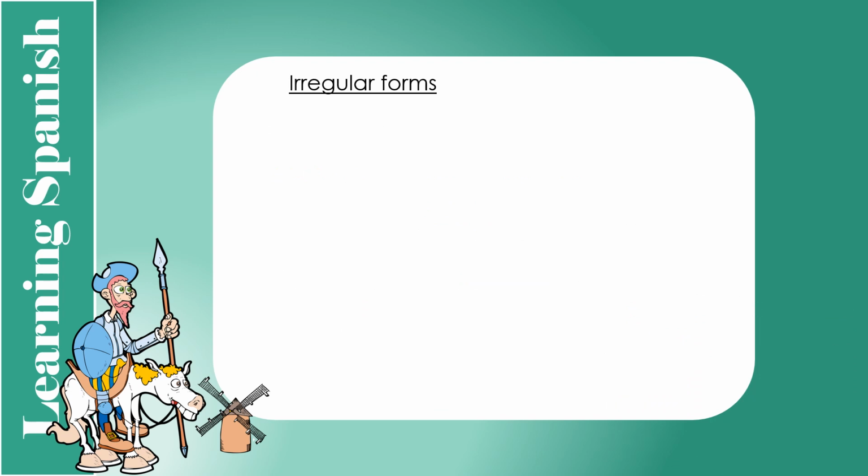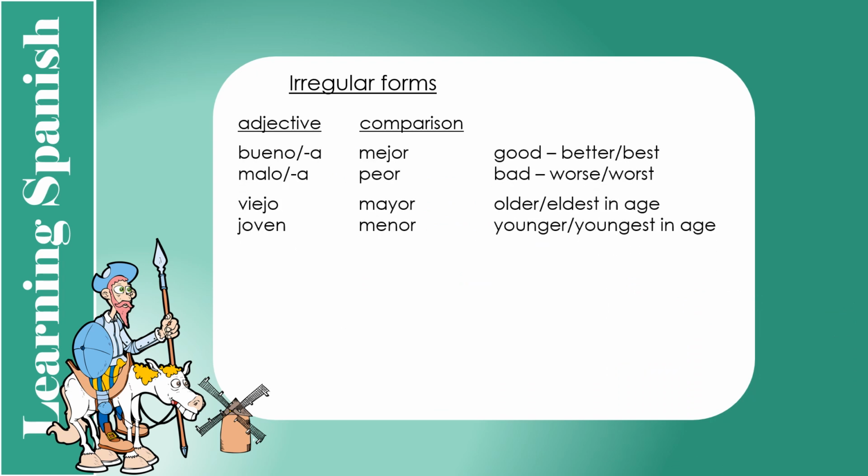And then a few irregular ones. In Spanish, there are irregular comparatives that behave like the equivalent of the English comparatives better, worse, older, and younger. Bueno becomes mejor, malo, peor, viejo, mayor, and joven, menor.